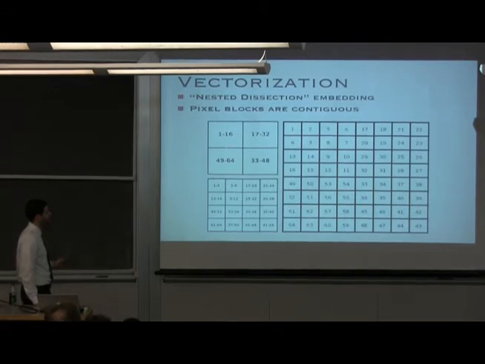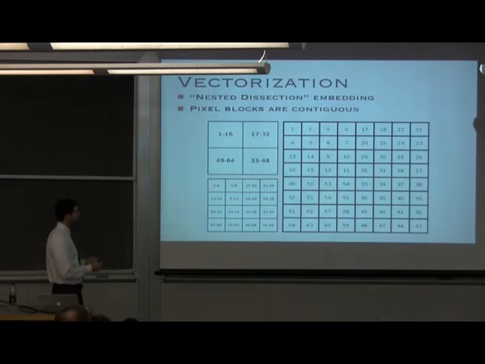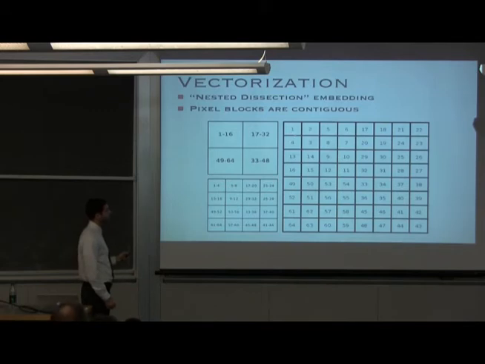So the 1 through 16 block is broken itself into 4 blocks, and those subblocks are tiled around the image in a clockwise fashion. And then this recursive decomposition keeps going down until you get to the pixel by pixel level. And what you end up with is an embedding of the image into a vector that has the property that every subblock of the image is mapped contiguously into the vector.